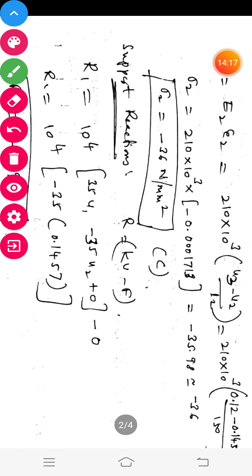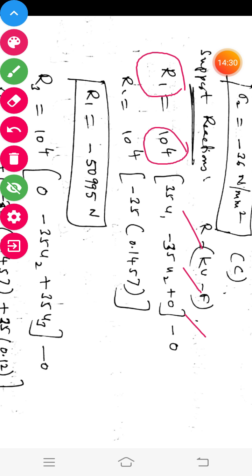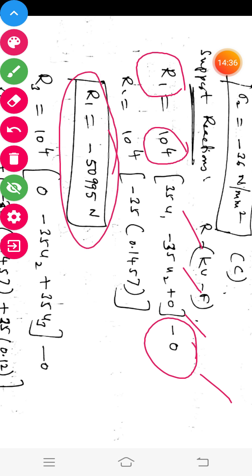Here I have referred to equation number 1 from the equilibrium equation for R1: 10 raised to 4 into 35 U1 minus 35 U2 plus U3, minus F1, that is 0. After calculation we get R1 as minus 50,995 Newton, the support reaction at node 1, approximately equal to 51,000 Newton.